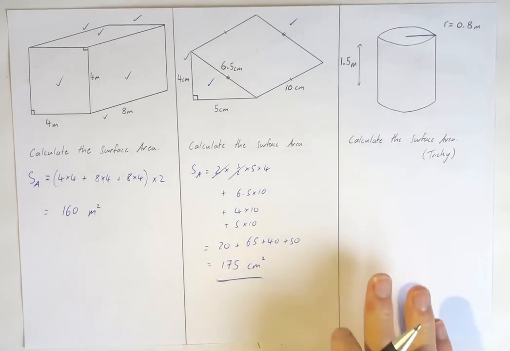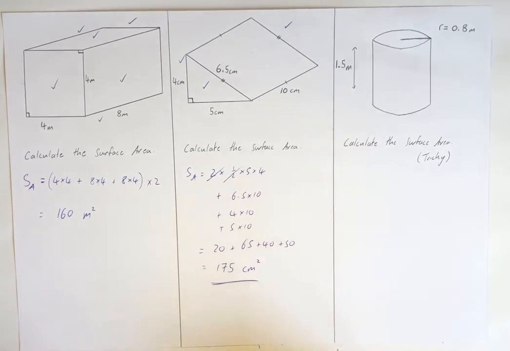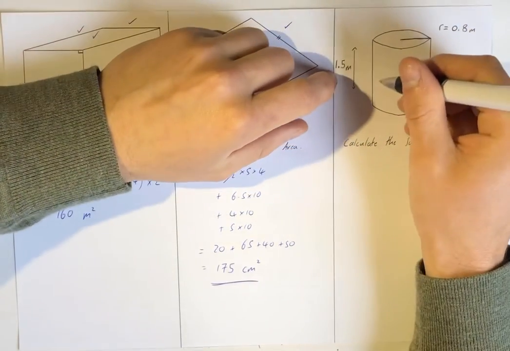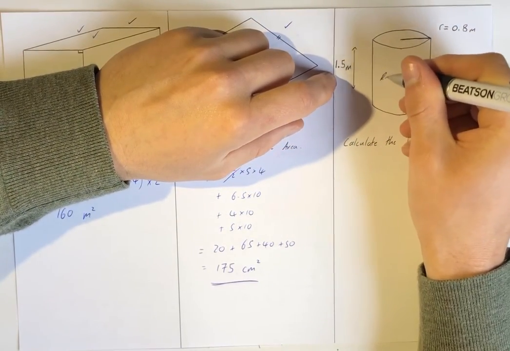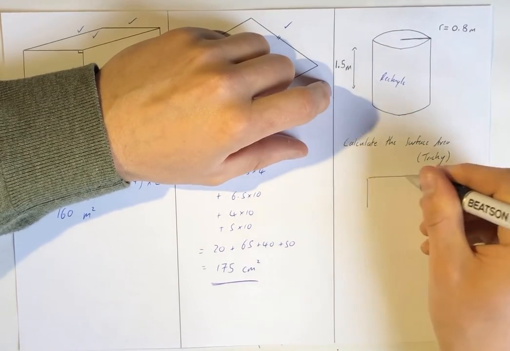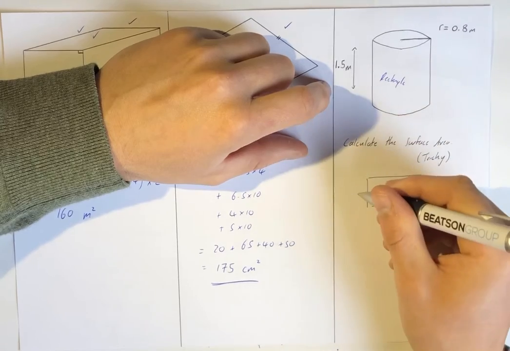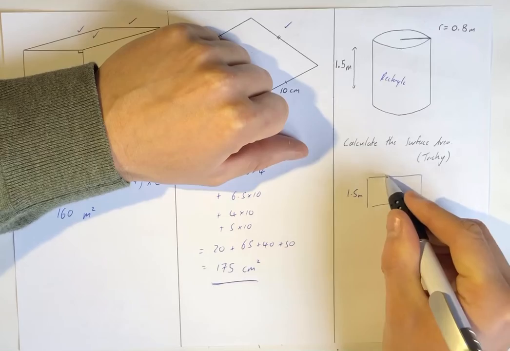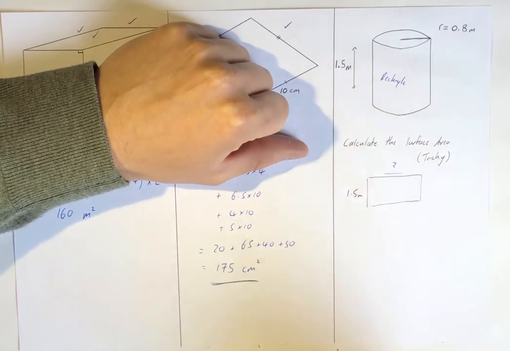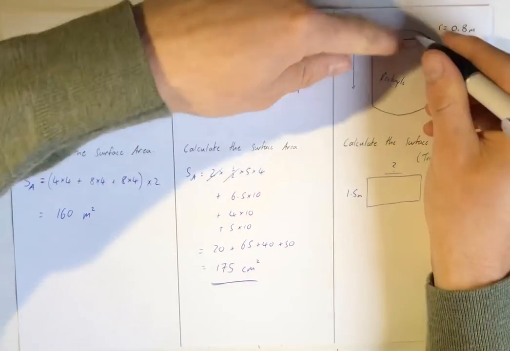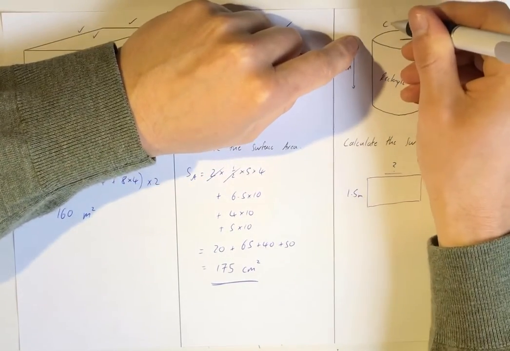Okay, now this one is tricky. There's one concept that you really have to understand, and that is that if we unravel this curved surface, it's actually a rectangle when it's flattened. Now this rectangle, we know, has a width or a height of 1.5 meters, but it's this length here, which we don't know. And we can actually figure it out though, because this length here, if we unraveled it, is the same as the circumference.